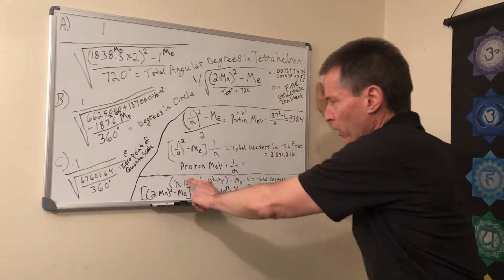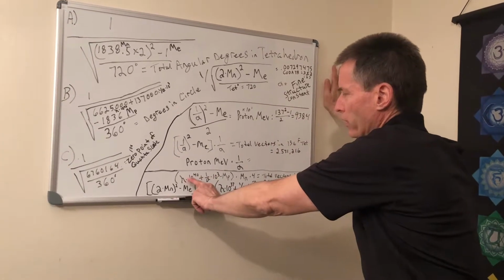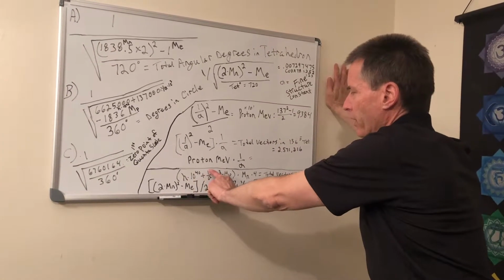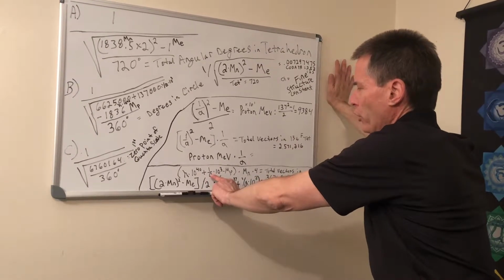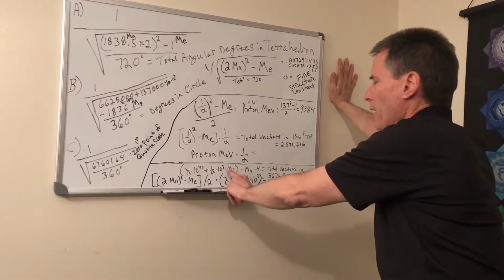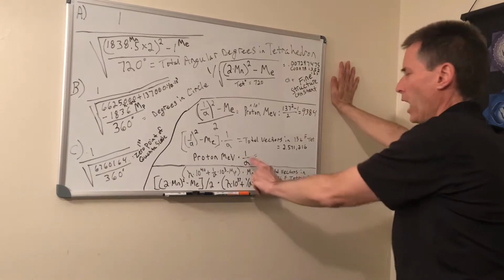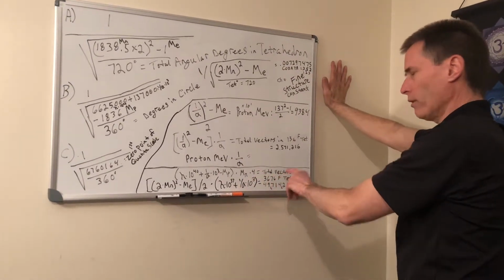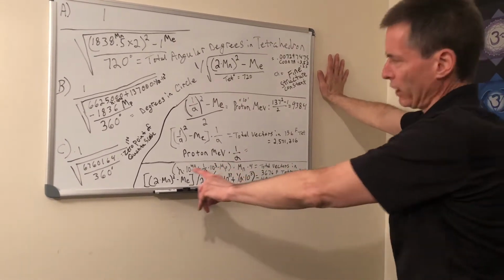And that's equal to Planck's constant times 10 to the 40 plus the inverse of the fine structure constant times 10 to the third minus the mass of the proton times the mass of the neutron times 4. That's the exact number of vectors.